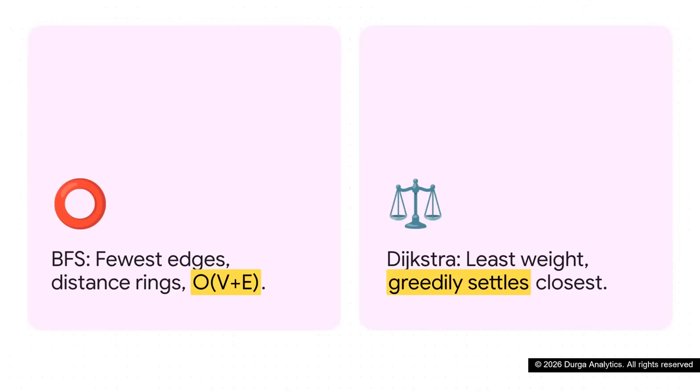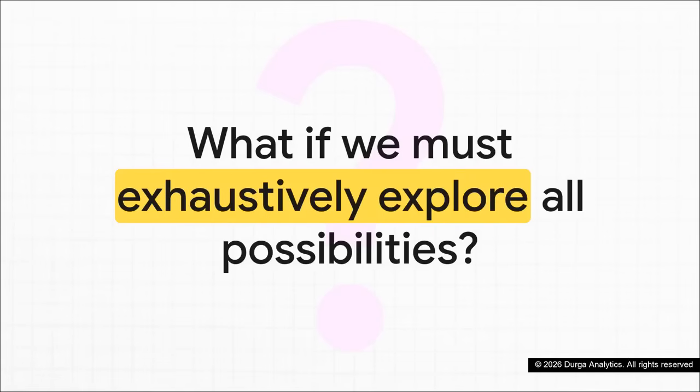Ultimately, comparing BFS and Dijkstra side by side really teaches us that selecting the right algorithm is simply about understanding the specific constraints of your problem domain. Is it unweighted? It counts fewest edges, expands in distance rings, runs in O of V plus E time? Go with BFS. Are there non-negative weights? It needs to count least total weight, greedily settles the closest, and needs a priority queue? Go with Dijkstra. But before we wrap up, consider this provocative thought. We now know exactly how to find the single optimal path through a network, right?